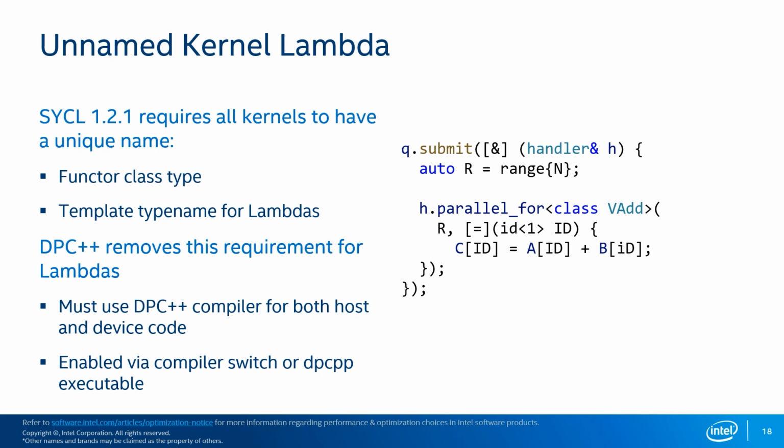DPC++ allows programmers to omit this name when using its compiler to generate code for both the host and the device. On the right, we revisit our vector add example. Here, we specify the name vadd for our kernel as a template argument to the parallel_for call. In DPC++, we can omit this name, simplifying the code.